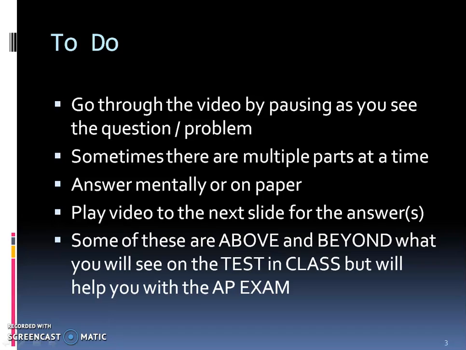You're going to watch the video by pausing when you see the question or the problem, and some of them have multiple parts. You can answer mentally or on paper, having your calculator and reference sheets out. Play the video to see the answers on the next slides. And again, some of these are above and beyond what you're going to see on the test, but will help you on your AP exam.